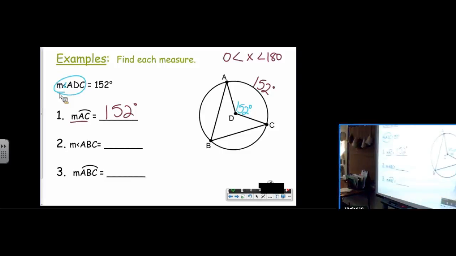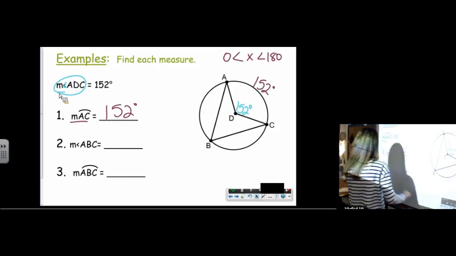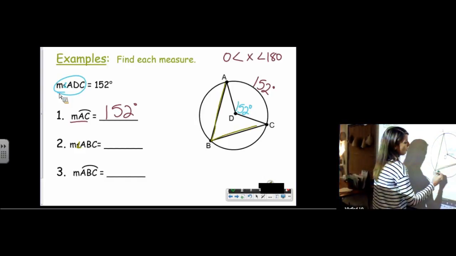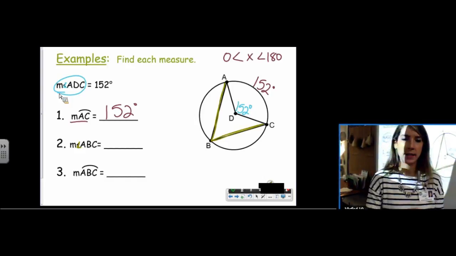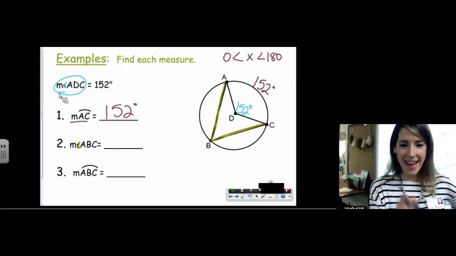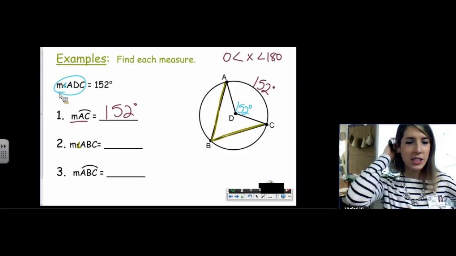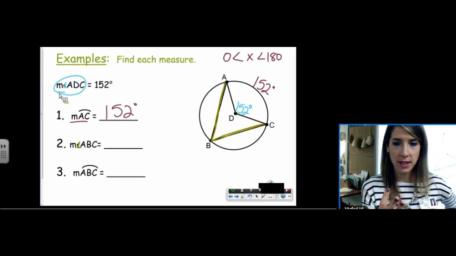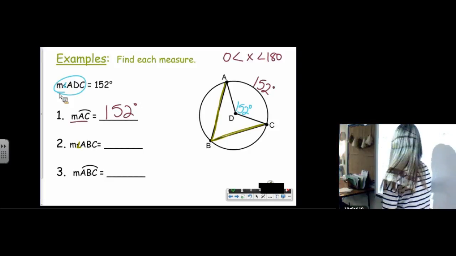All right, the measure of angle ABC. Vocab word for angle ABC, vocab word. Thank you. Inscribed angle. We just learned that an inscribed angle measures 1/2 of its intercepted arc. So go ahead and type the answer, 1/2 of 152. Good.